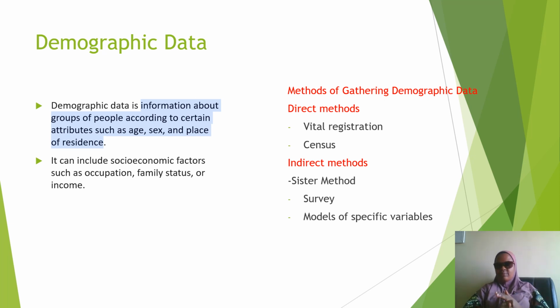When we give birth, we obtain the national birth certificate for them. Then, when we die, we also obtain certificates of death. All these are direct methods of gathering demographic data. Part of the information they will get is the name, the age, the sex, place of residence. All these will be part of the information provided in the certificates.